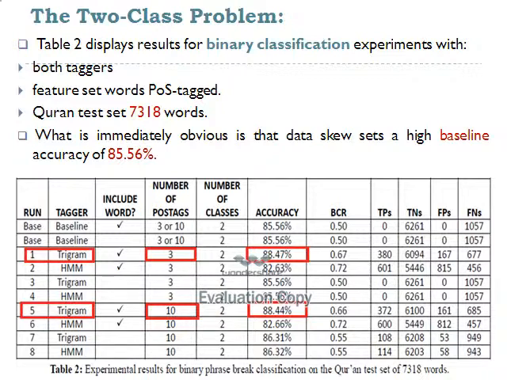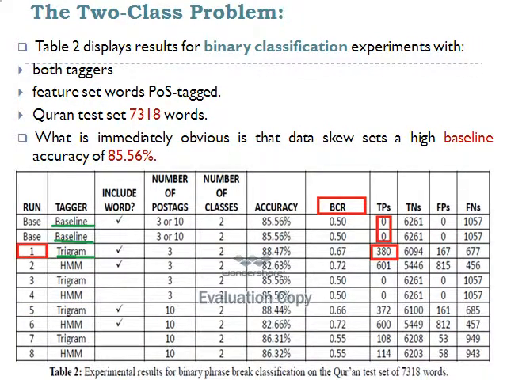7,318 words. What is immediately obvious is that the skew sets a high baseline accuracy of 85.56%. The trigram tagger in runs 1 and 5 significantly outperforms the baseline for both syntactic feature sets: 88.47% for the 3 part of speech categories and 88.44% for the 10 part of speech categories. The success rate for the HMM tagger is below par. We therefore use the alternative metric of PCR.